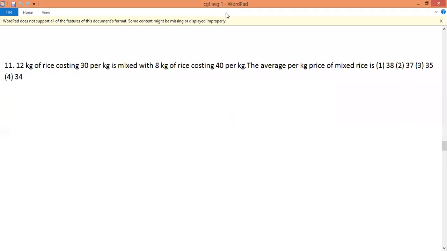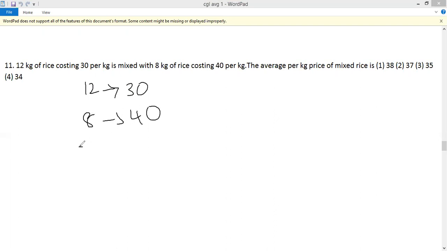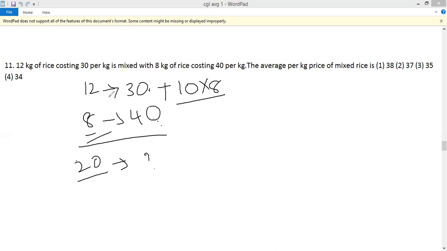Next, see here this question. 12 kg of rice is 30 rupees per kg and 8 kg of rice is 40 rupees per kg. What is the average by mixing these two? See here, average must be in between 30 plus 30. How much is distance? 10. For how many numbers is more? 8 numbers. So 8. This must be divided by whole numbers. So 20, 1, 2, 2, 4. Average is 34. Answer is this one.